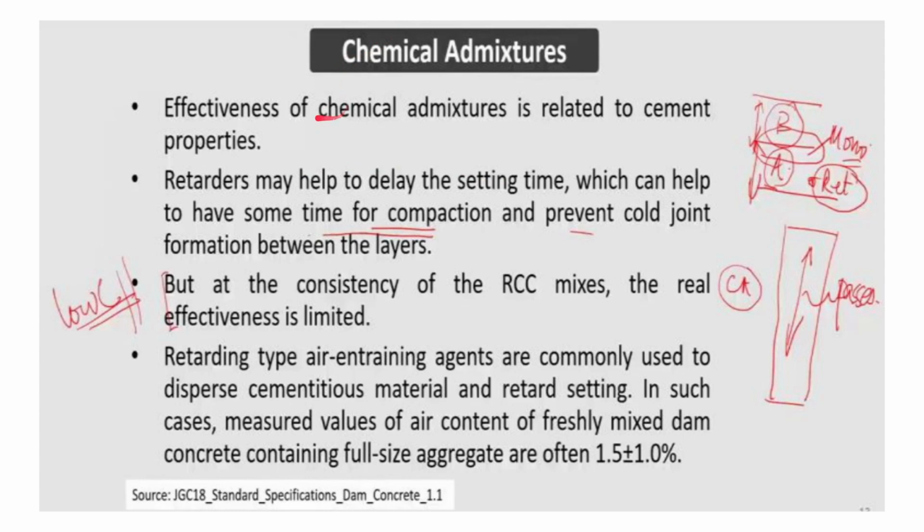Now let us go to chemical admixtures. The effectiveness of chemical admixtures is related to cement properties. Retarders may help to delay the setting time, which can help to have some time for compaction and prevent joint formation between the layers. But at the consistency of the RCC mixes, the real effectiveness is limited. Okay, retarding type air entraining agents are commonly used to disperse cementitious material and retard setting. In such cases, measured values of air content of freshly mixed dam concrete containing full size aggregate are often between 1.5 to 1%, okay, plus minus 1%. So around 0.5 to 2.5%.